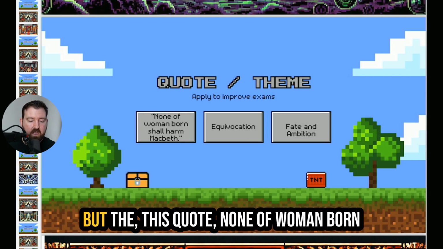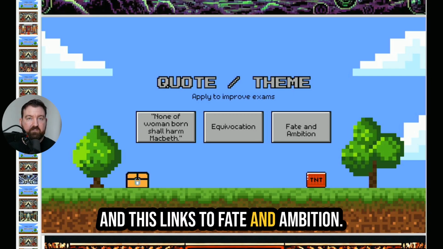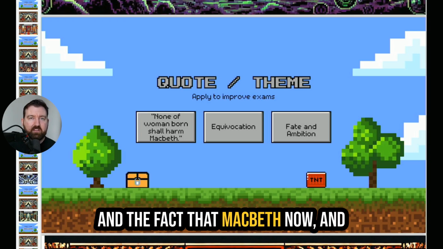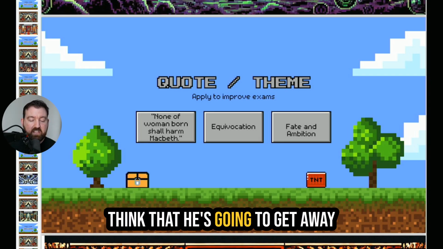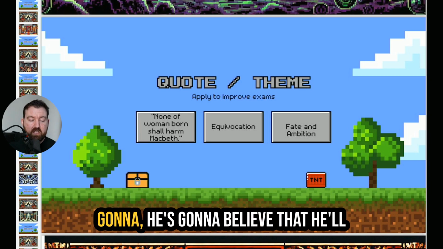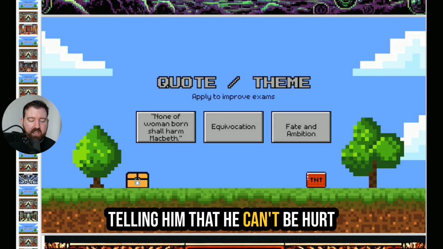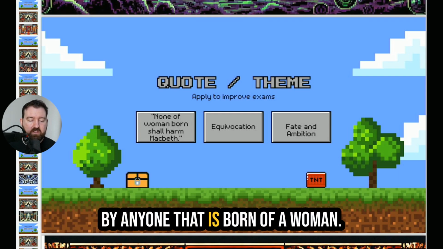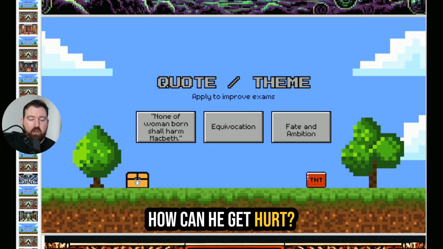But this quote, "None of woman born shall harm Macbeth," is an equivocation, and this links to fate and ambition, and also deception. Macbeth is going to think that he's going to get away with all of this. Basically, he's going to believe that he'll continue to be king, since they're telling him that he can't be hurt by anyone that is born of a woman, and in his head everyone is born of a woman. How can he get hurt?